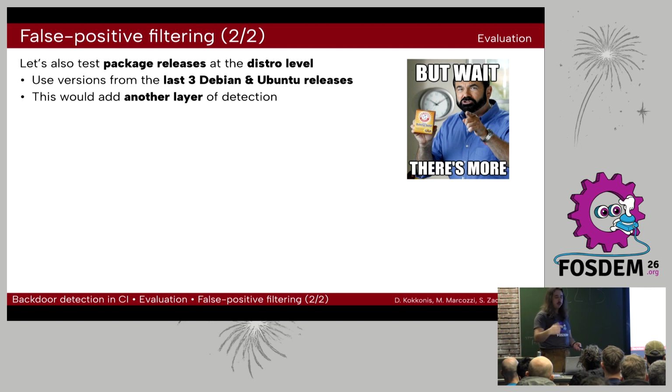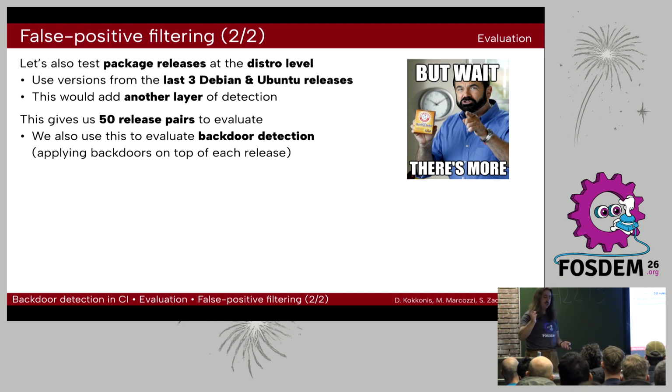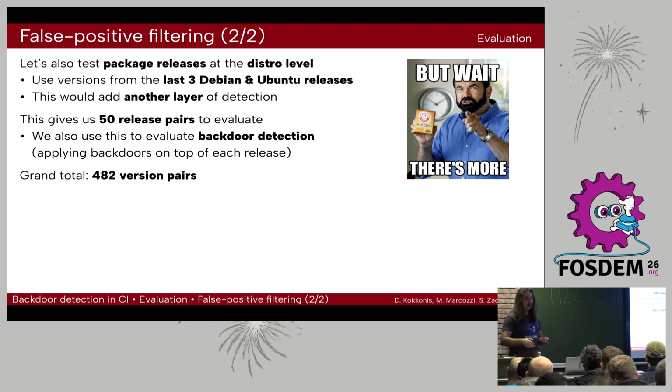So in order to test that, we also took the last 3 Debian and Ubuntu releases, and that yields another 50 release pairs where we can test on with much bigger diffs this time. And we also apply the backdoors on top of these just to test how the backdoor detection works in the case of releases. So grand total 482 version pairs for the commit filtering and 63 for the backdoors. It's more than 500 different version pairs basically to test on.